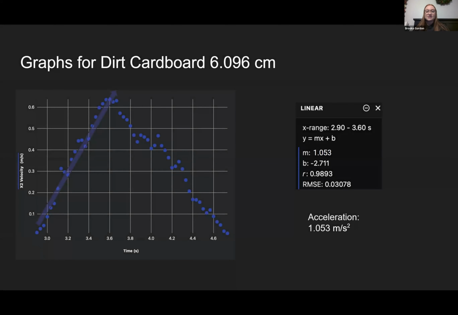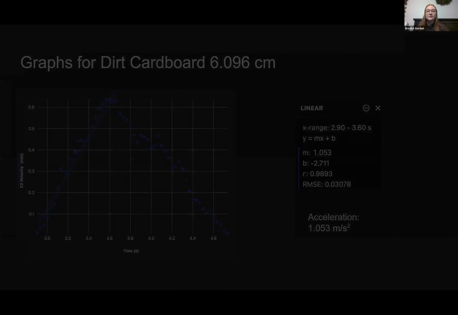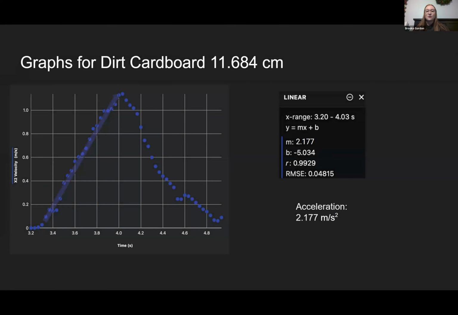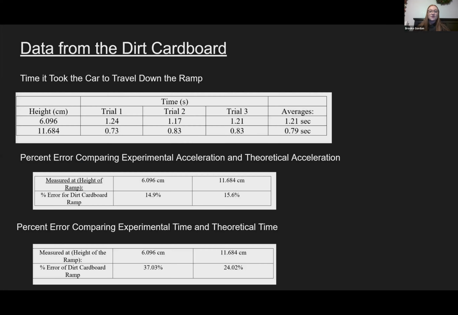The dirt cardboard at the 6.096 height showed an acceleration of 1.053, and at the 11.684 height showed an acceleration of 2.177. The average time for the shorter height was 1.21, and for the taller height was 0.79 seconds. The percent error for acceleration for the lower height was 14.9% and 15.6% for the taller height. For the lower height, the percent error of time was 37.03 and the taller height was 24.02.